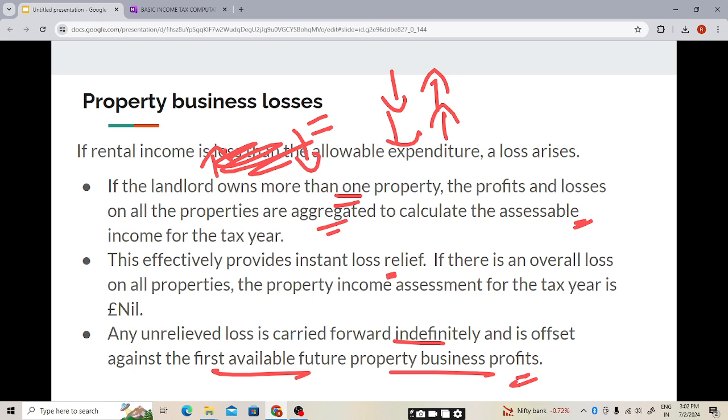But if any unrelieved loss is there, the loss of the current year can be carried forward and set off against the first future property business profits. The loss you are carrying forward can be carried forward for unlimited time, there is no limit, but it needs to be set off against the first property income you receive. So that is the LIFO basis. Clear with this?